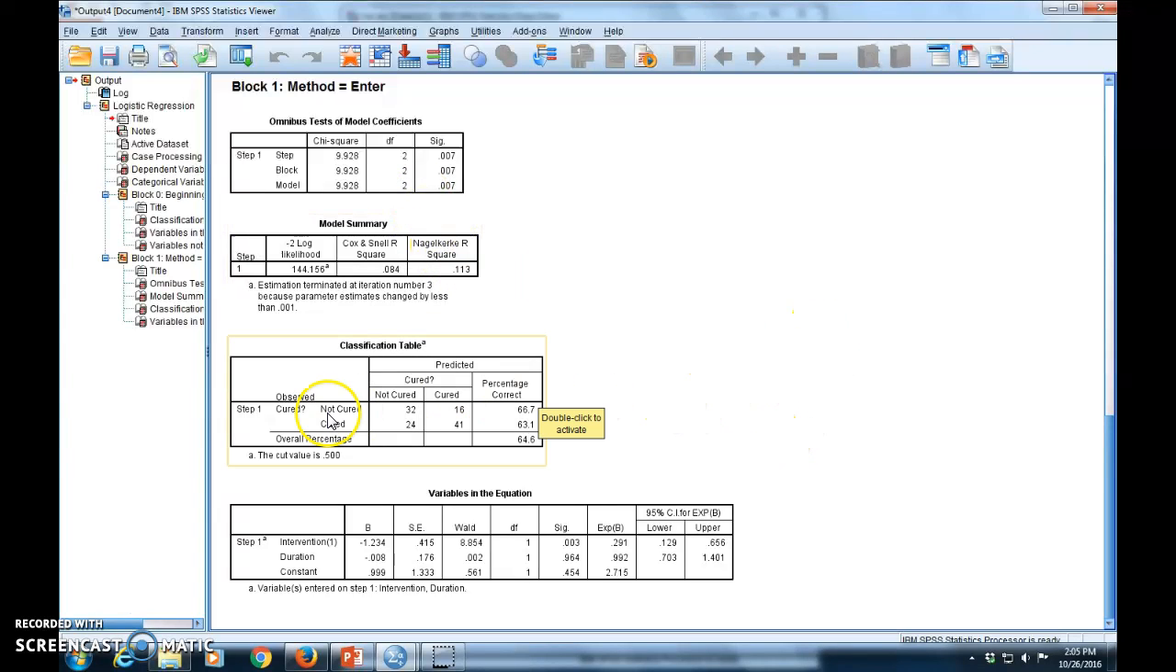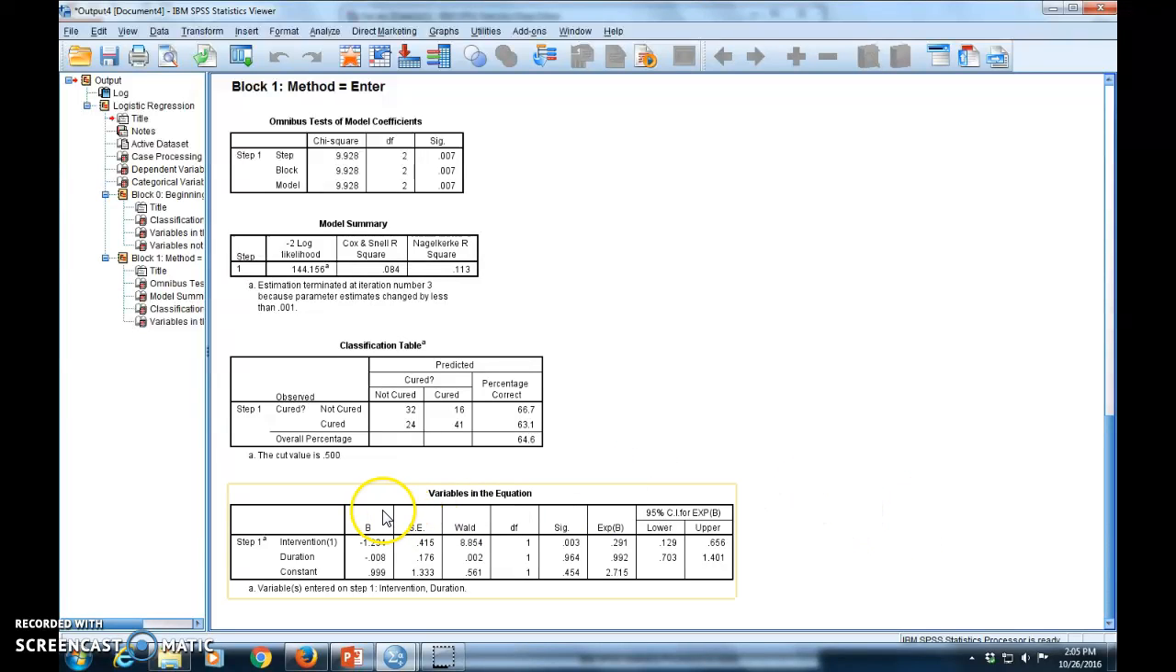That's one thing to look at, the R-squared value, same interpretation. And then here we have our classification table, and this is our contingency table, which shows the overall percentage of people being cured with the treatment. So it's higher. So now let's look at our table, our variables in the equation. We're going to have the same types of interpretations, remembering that we're interpreting it for the odds.